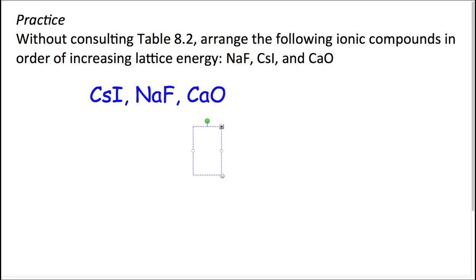Okay, your order should be CsI, NaF, and CaO. The reason being, if you're looking at the CaO, you've got a 2+ and a 2-, which is a higher charge than either one of these, which are 1+ and 1-. If you look at CsI compared to NaF, Cs has the larger radius. So you've got more energy levels here in CsI, so that makes it a lot larger than its counterpart with the same charge.